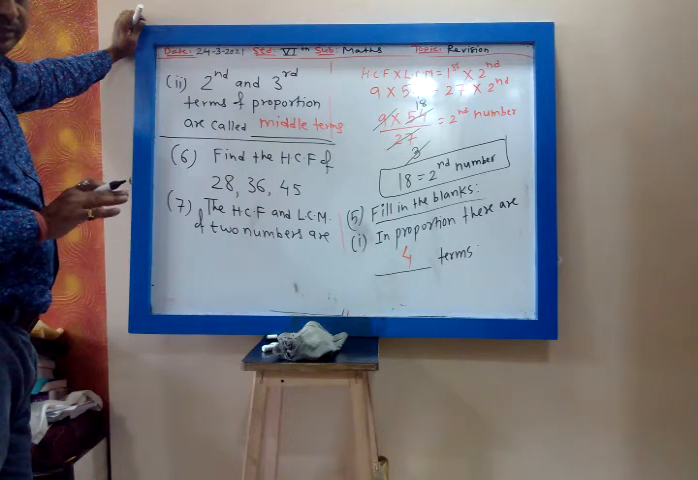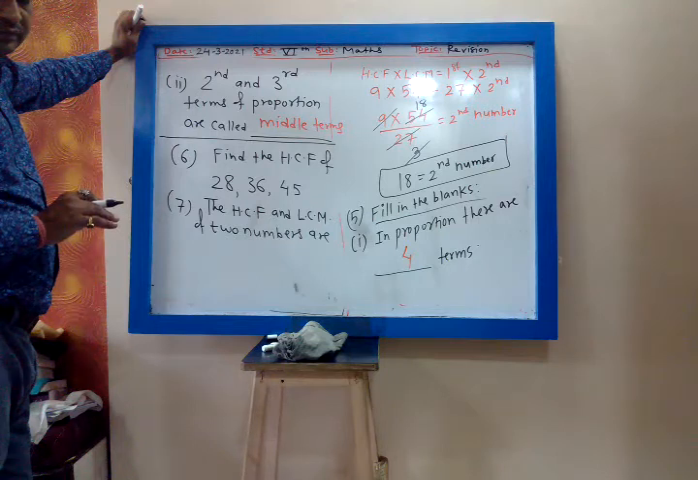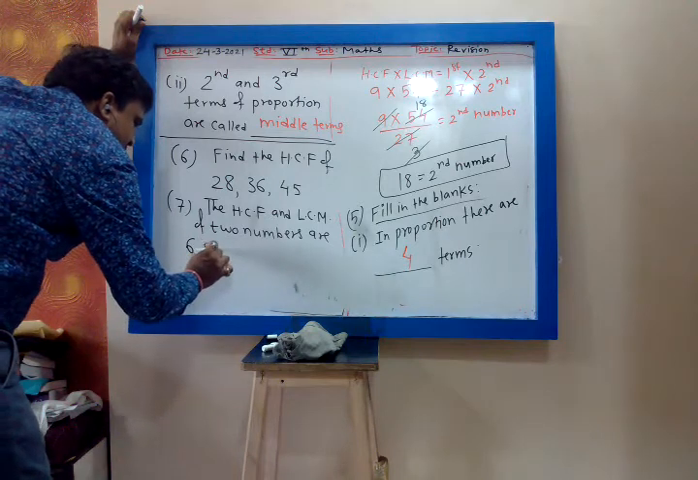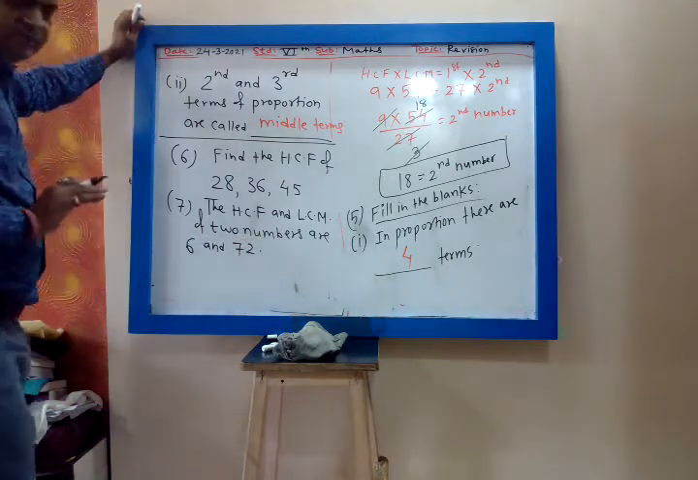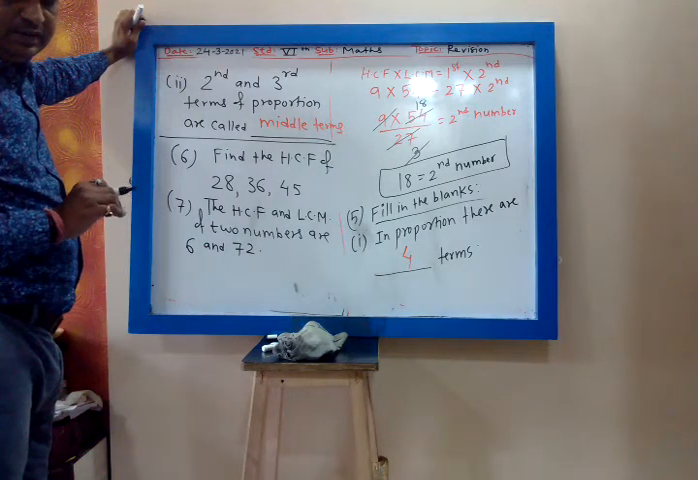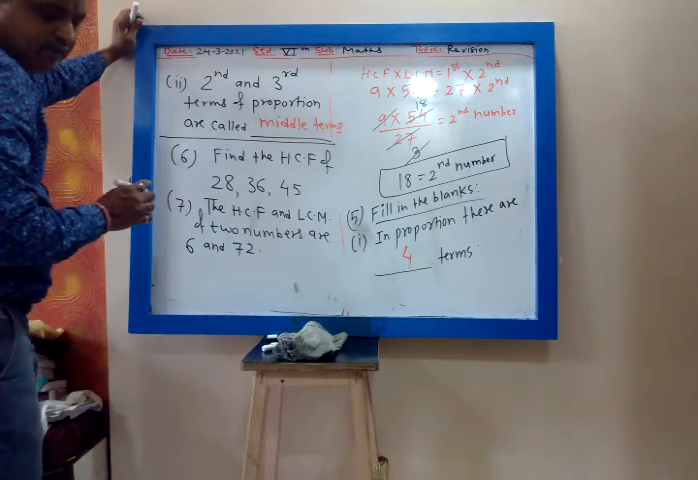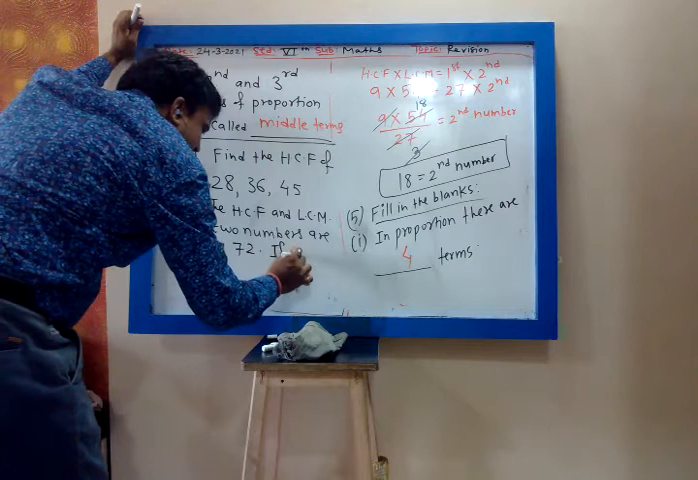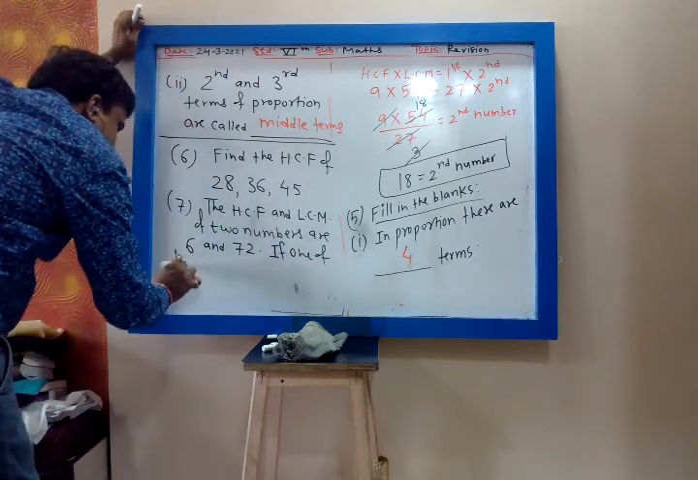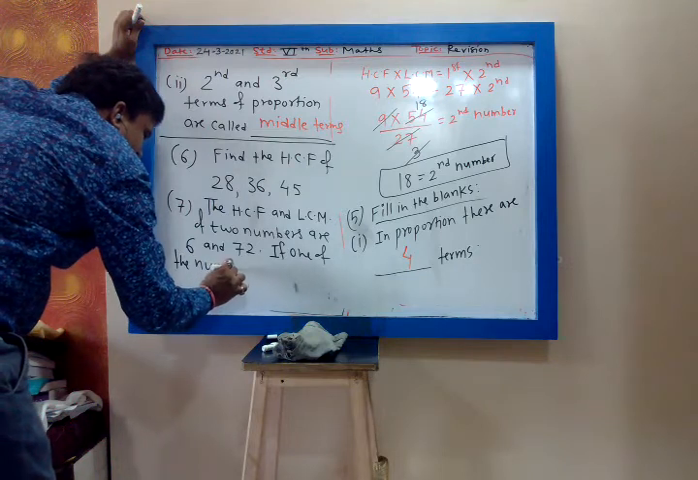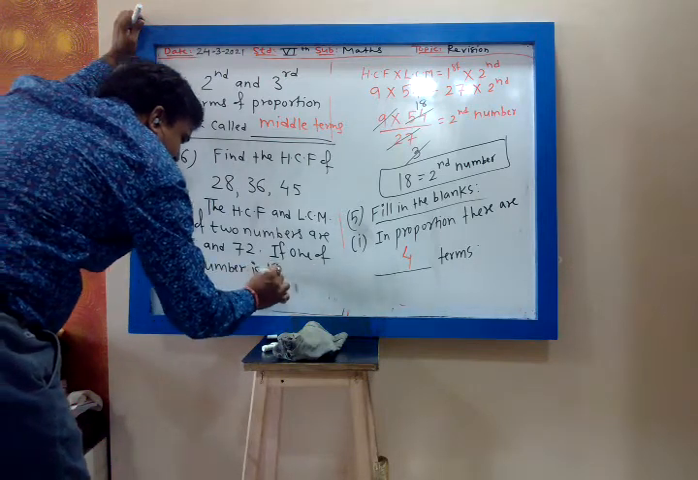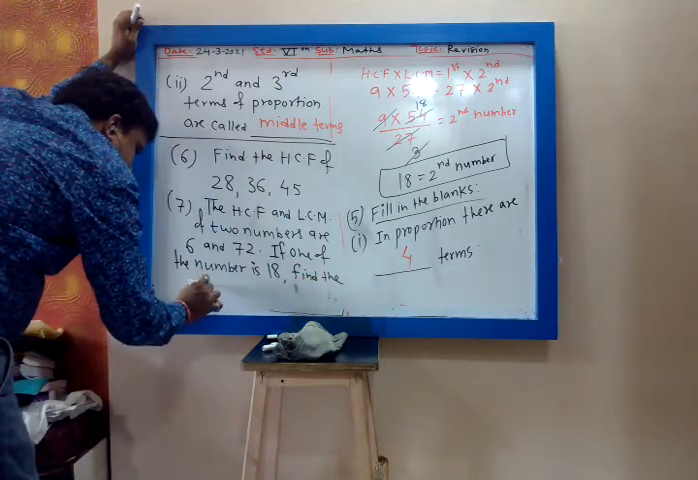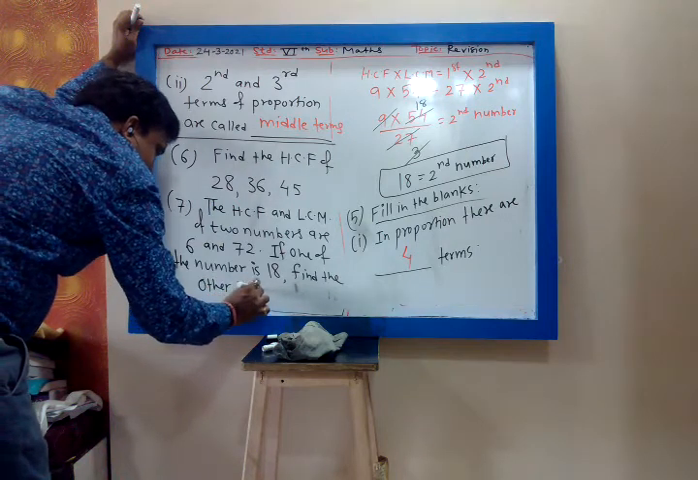The LCM and SCF of two numbers are 6 and 72. If one of the number is 18, find the other number.